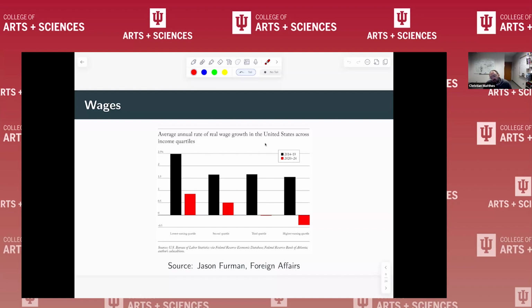Now I want to show two features. First, let's look from left to right. Both the black bars and the red bars show us that wage growth has been higher, for both time periods, for lower earning labor market participants relative to higher earning participants. Okay, so for the black bars, this goes down, and for the red bars as well.